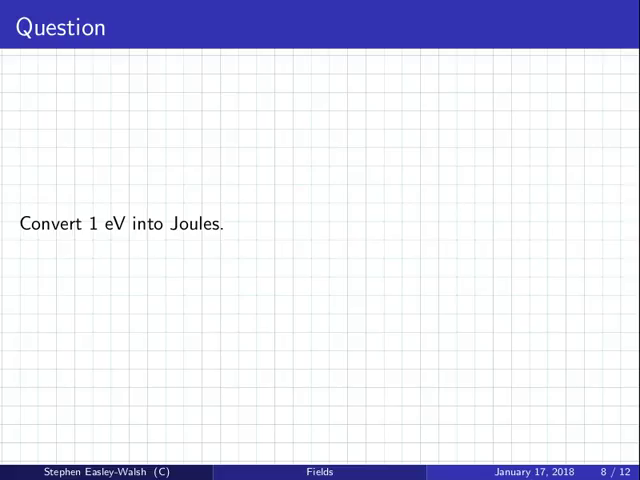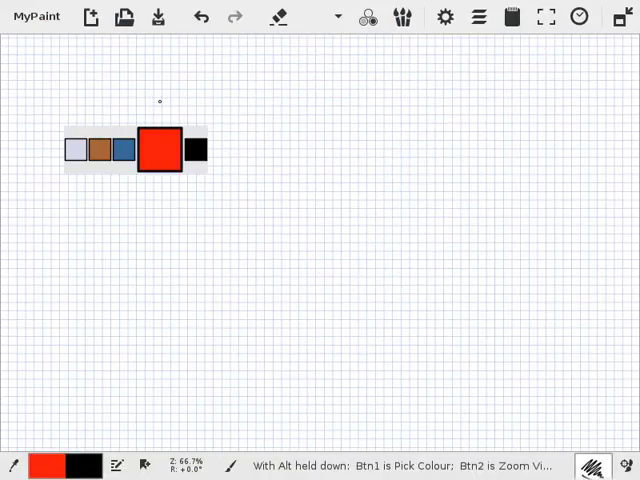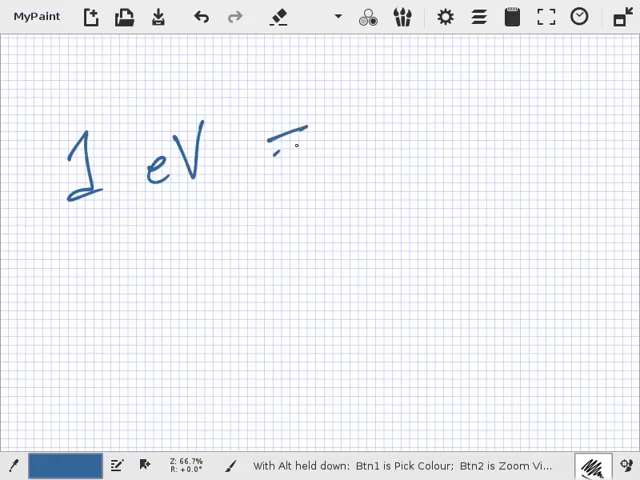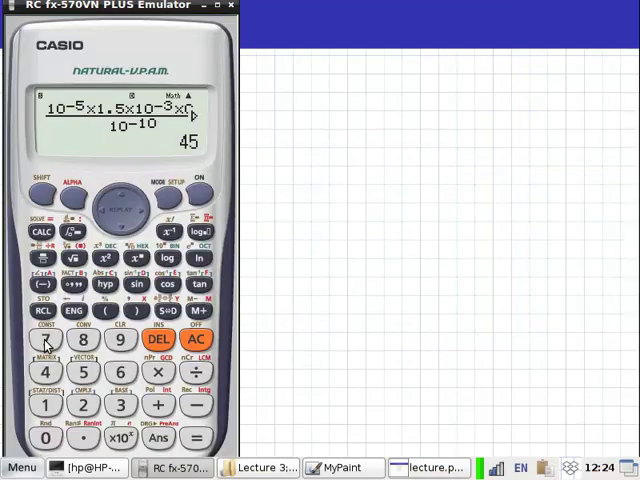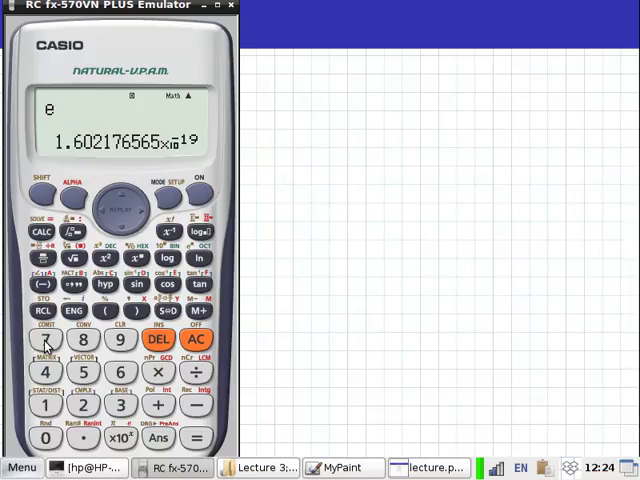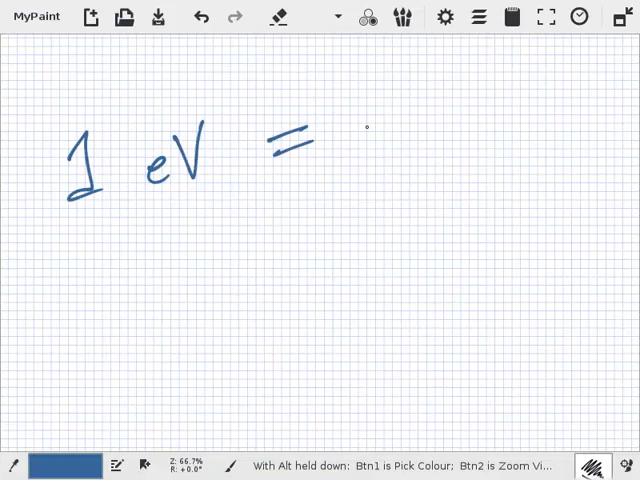Yeah, so let's do an example. Convert 1 EV into joules. Okay, so 1 electron volt of energy is equal to 1.6 times 10 to the minus 19 joules. Yes?